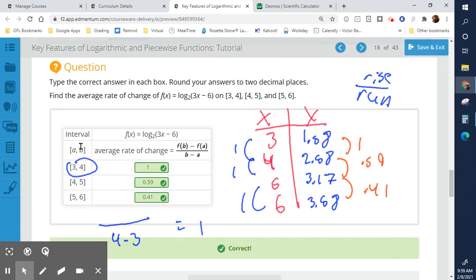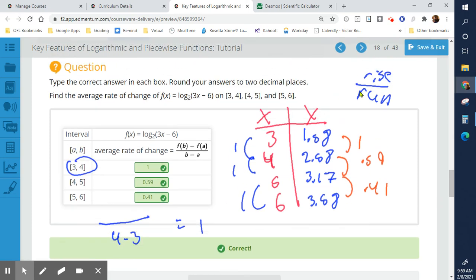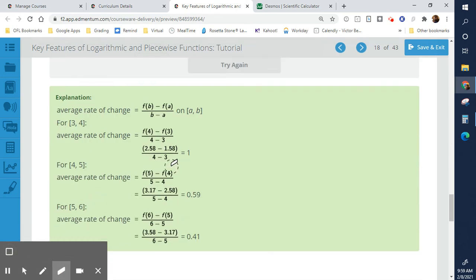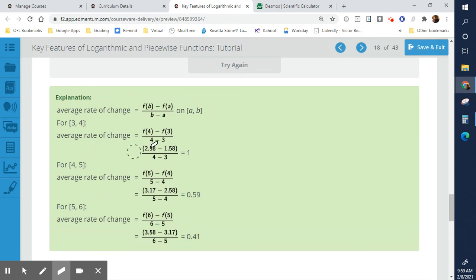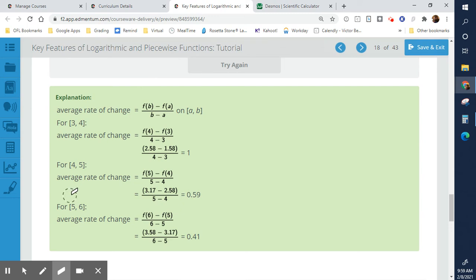All right, so let's plug those in, and you can see that I got those right. It's the rate of change increasing. Luckily, they were nice, and they gave us the run was always the same, so we literally only had to figure out the rise. All right, and then they show us the work in here. Honestly, it's kind of annoying because they don't show us how we did all this work right here.